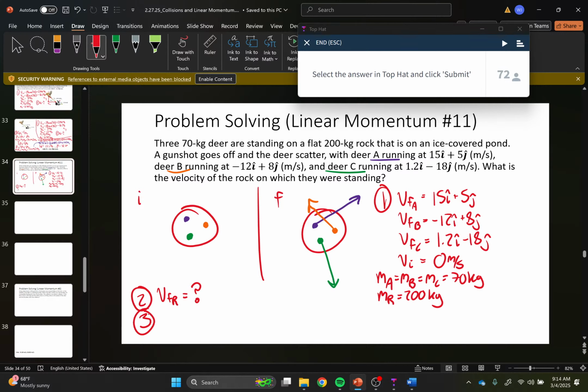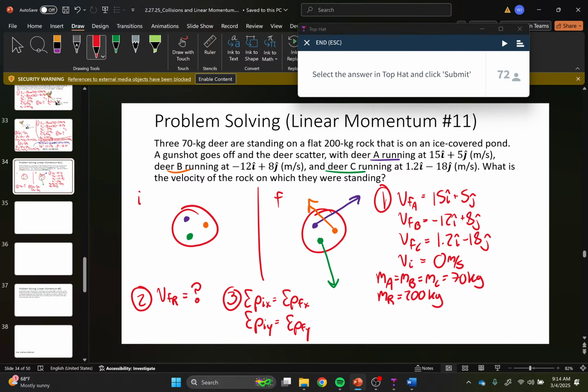Step 3, how we're going to do this. Sum of momentums. I'm going to write both of them, even though there's not quite enough room. Sum of momentums initial in the x equals sum of momentums final in the x. Sum of momentums initial in the y equals sum of momentums final in the y. And then you do it.